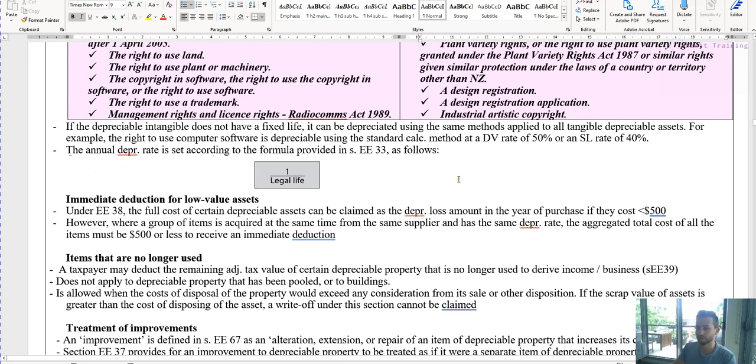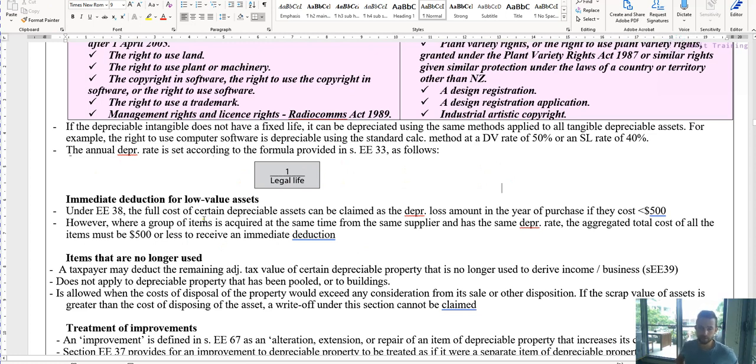So it's fairly similar to how you do the depreciation for tangible assets, except instead of the effective life, it's going to be legal life. Fairly similar concept though, and all of this will be defined by the New Zealand government or the commissioner, and they'll be provided to you in your exam, so you just kind of plug in the rate.